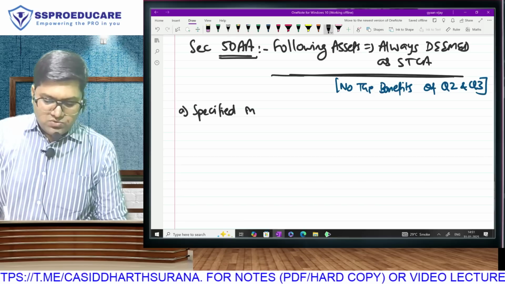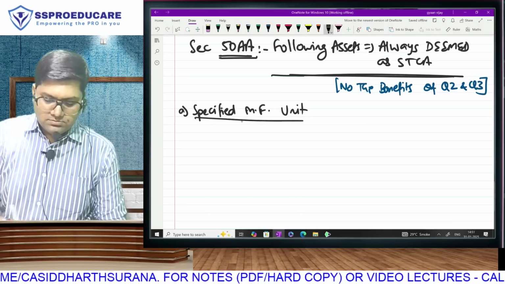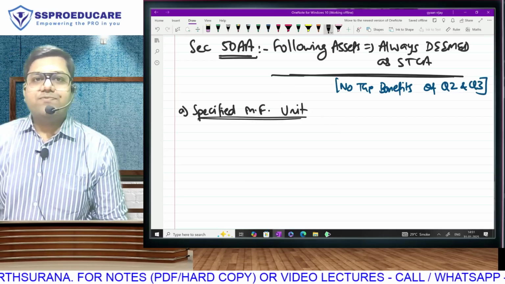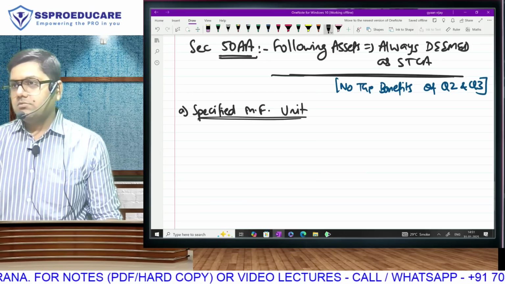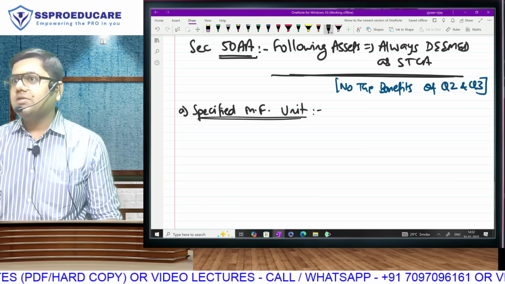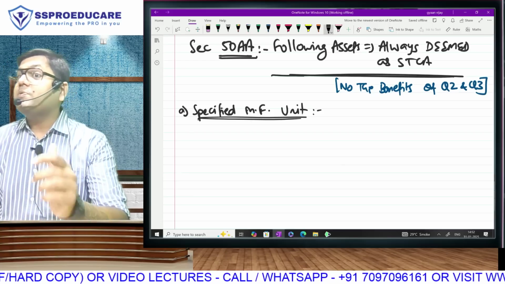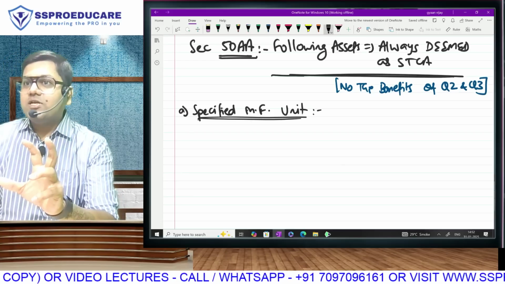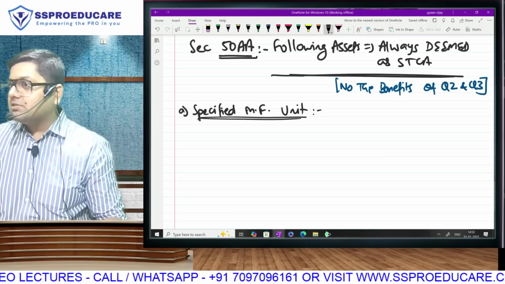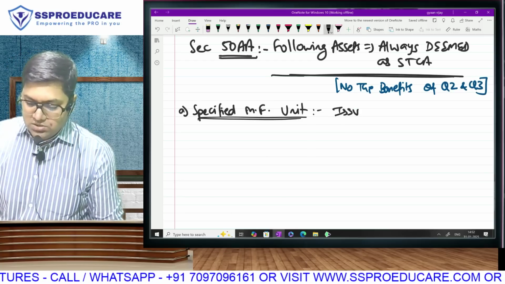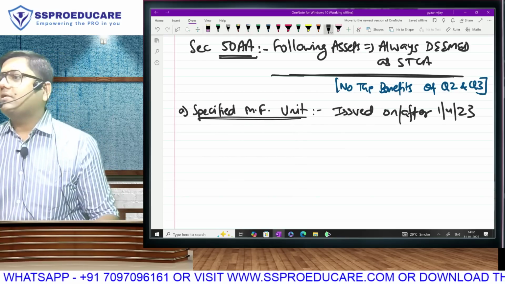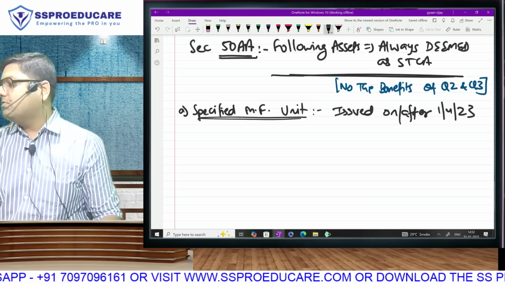A specified mutual fund unit. Sir, what do you mean by specified mutual fund unit? This came in the 2023 budget. Existing mutual funds people had already acquired, same as your life insurance. Existing policies you have already taken, if they want to amend, they can apply on the new ones. So this is basically a unit which is issued on or after 1st April 23. Existing mutual fund units will not get affected with this. This will apply only on new units.